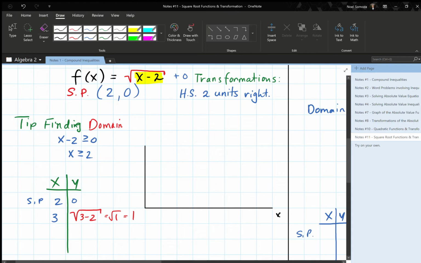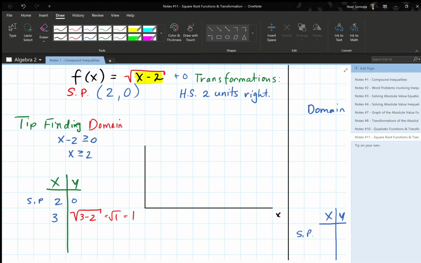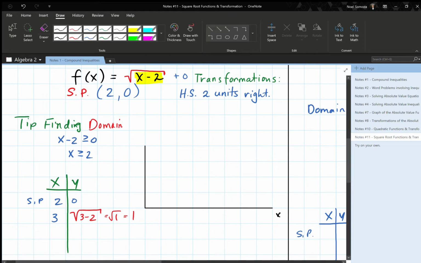You said 4? You said 4, right? Why would 4 not be a great input? Square root of 2, and do you know it? Yeah, it's a decimal, right? We don't really know it. Okay, so skip it, pick another number. 6, right? So we can pick 6. Now we have square root of 6 minus 2, which is square root of 4, which is 2.